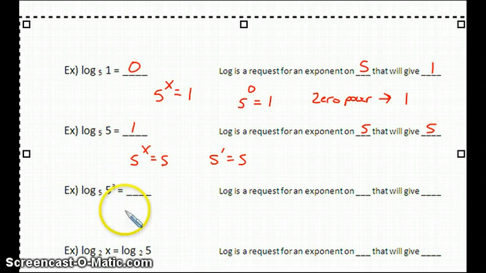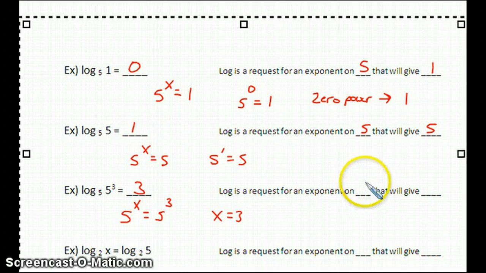Over here, this one is saying 5 raised to some power has to give me 5 to the third. Well, since your bases are already the same, both base 5, you know that the x has to be equal to 3. You just set your exponents equal to each other, and you already get your answer of 3. So this one is saying 5 raised to what power will give me 5 to the third.